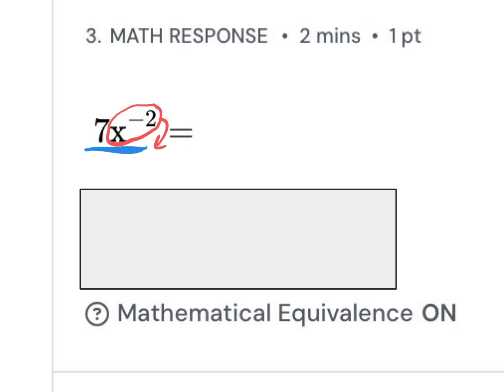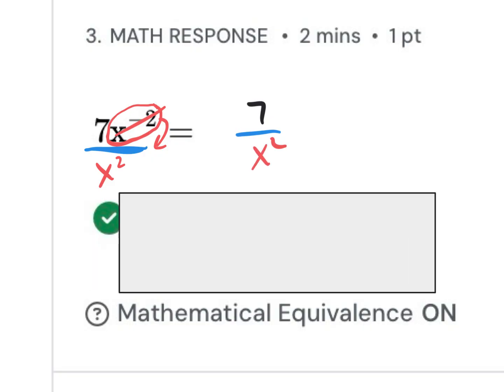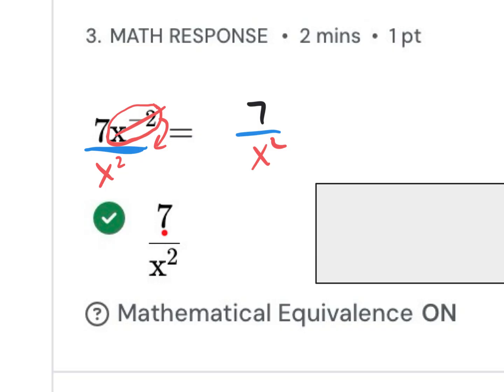So you're going to take that x to the negative 2, you're going to move it down. It's going to become x to the positive 2 when you move it down. So it's no longer up on top. And that is your answer, guys. Like you have a fraction. What's on top? A 7. It didn't move. What's on the bottom? An x squared. So if you look at the answer here, provided 7 over x squared. That is your answer. Nothing else to do. It's like a free point on the test.